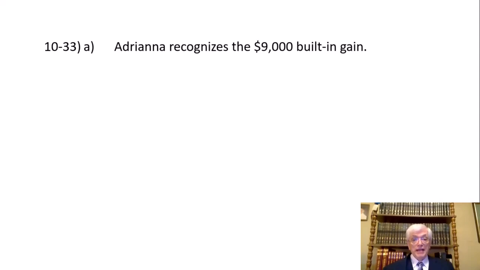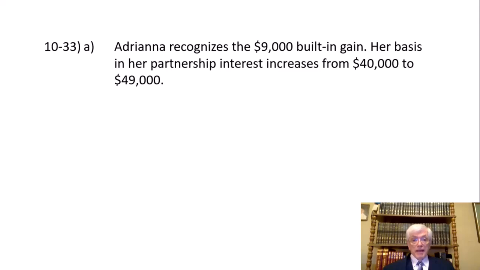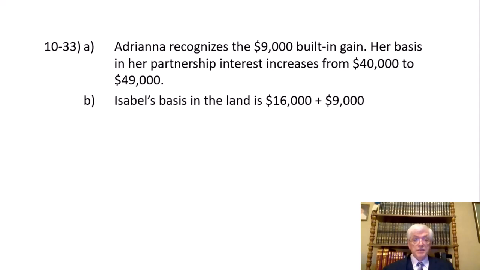Adriana is going to have to recognize her $9,000 built-in gain. The land had a basis of $16,000, fair market value of $25,000 when she contributed it. So there's your $9,000 built-in gain. Her basis in the partnership interest will increase from $40,000 to $49,000 because of that recognition of gain. Letter B, what is Isabel's basis in the land she received in the distribution? Her basis is the $16,000 partnership basis plus the $9,000 gain recognized by Adriana, total of $25,000.